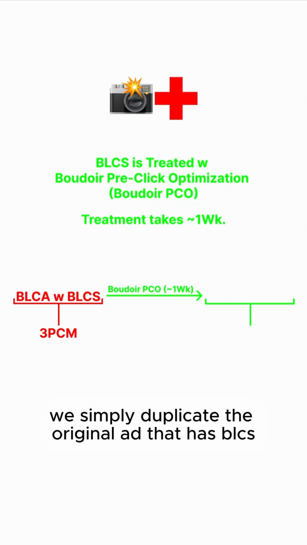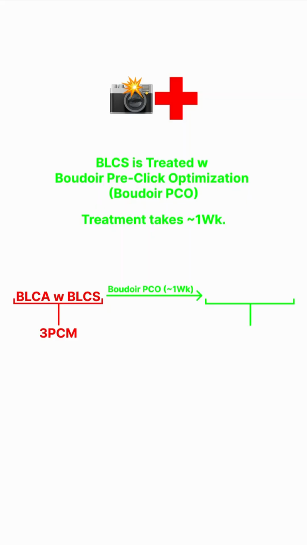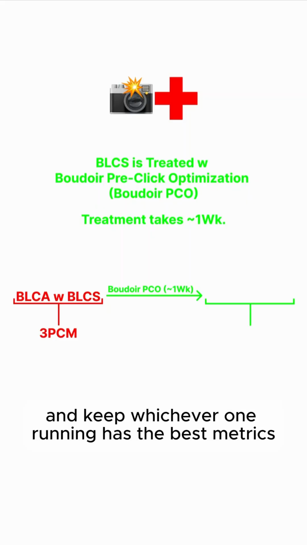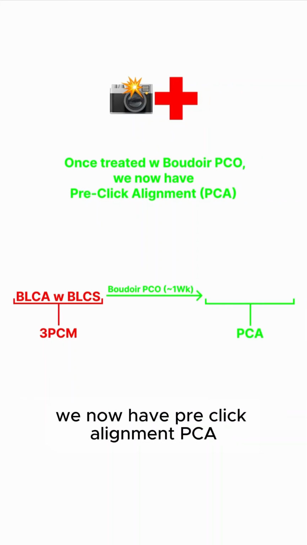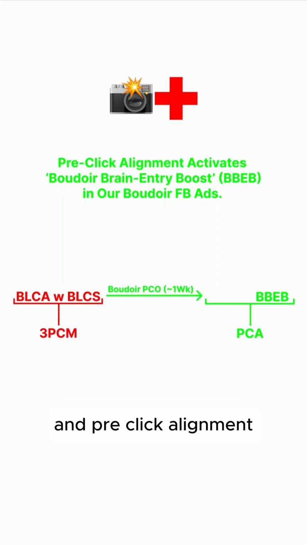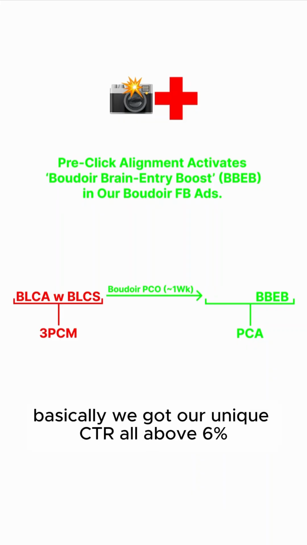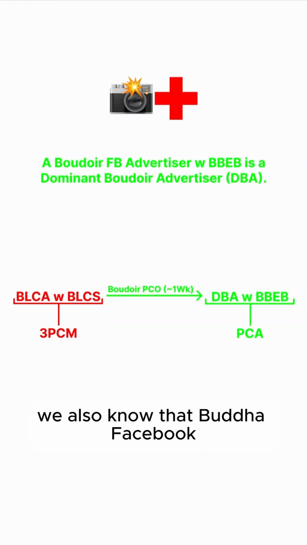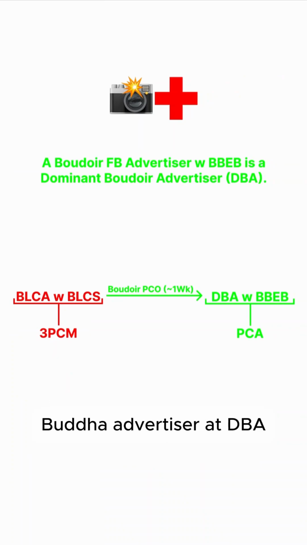We simply duplicate the original ad that has BLCS and we treat the duplicated one with Boudoir Pico, run them in parallel, and keep whichever one has the best metrics. Pretty simple. Now, once treated with Boudoir Pico, we have pre-click alignment, PCA. So we get rid of the 3 pre-click mistakes, we achieve pre-click alignment. And pre-click alignment activates Boudoir brain entry boost in our Boudoir Facebook ads. Basically, we got our unique CTR above 6%.